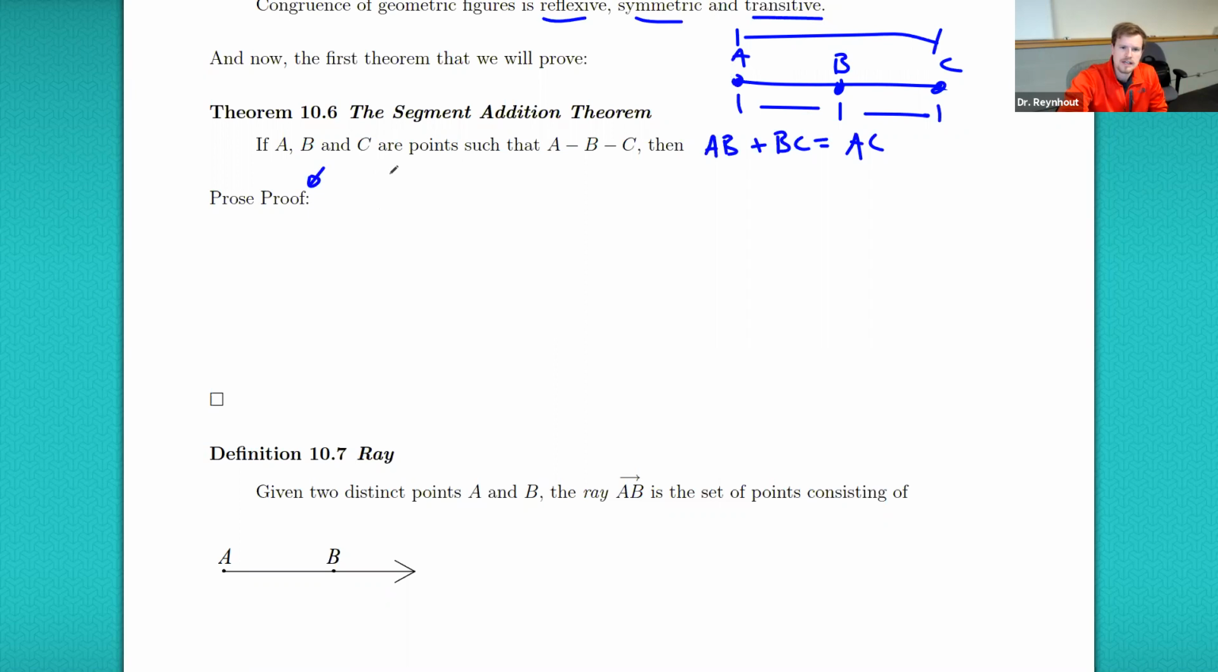All right, so first, assume that B is between A and C. Because the theorem says if A, B, and C are points such that B is between, then. So we assume the if part, and then we want to show the then part. So assume that B is between A and C. So A, B, and C are collinear.